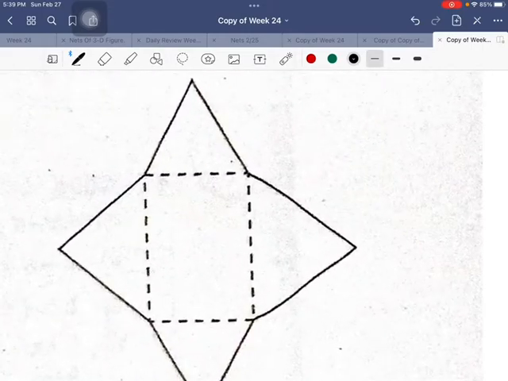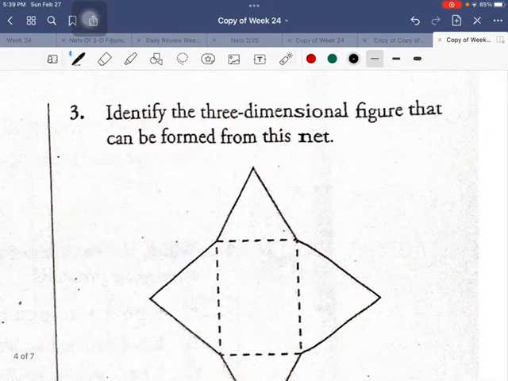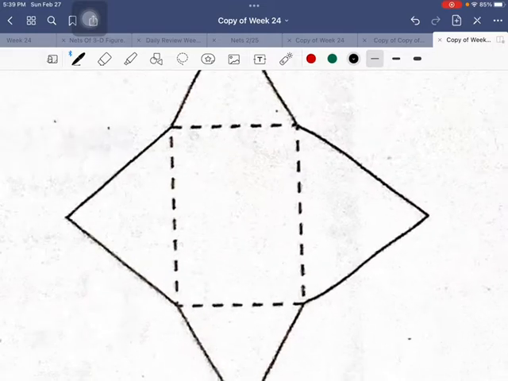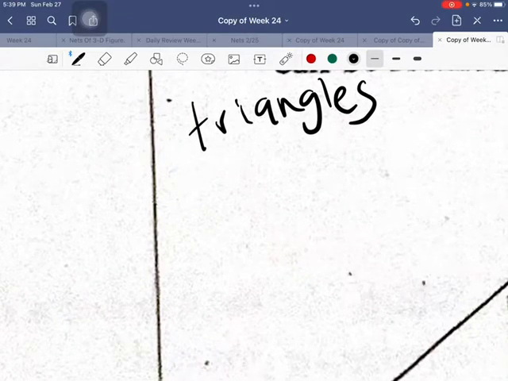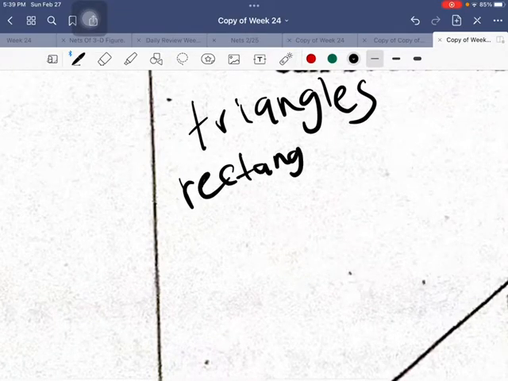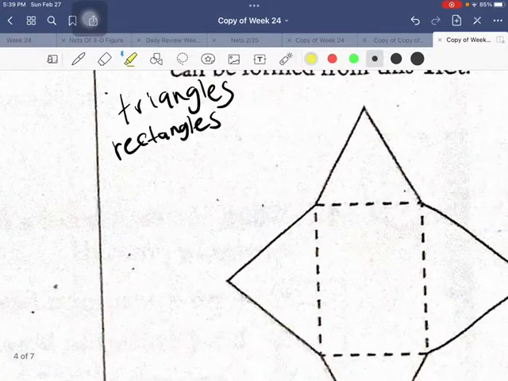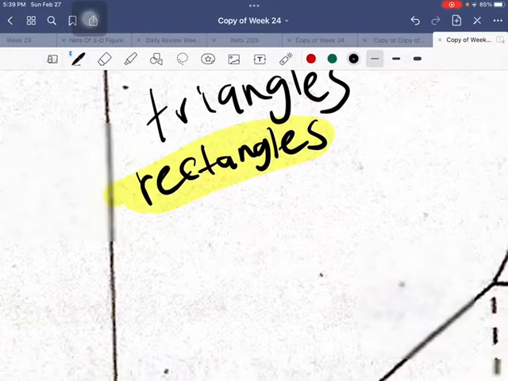Ooh, this is going to be easy, guys. Easy. Identify the 3-dimensional figure that can be formed from this net. Ahora, what shapes do we have? Triangle. And what do you think this is? Square or a rectangle? Rectangle, muy bien. What do we have less of? Rectangles, okay. How many bases do I have? 1 or 2?